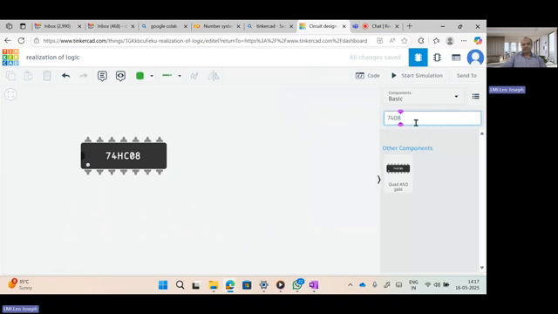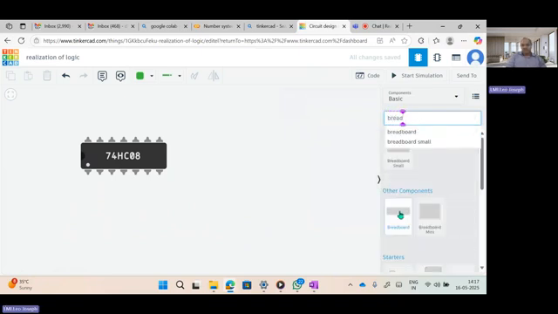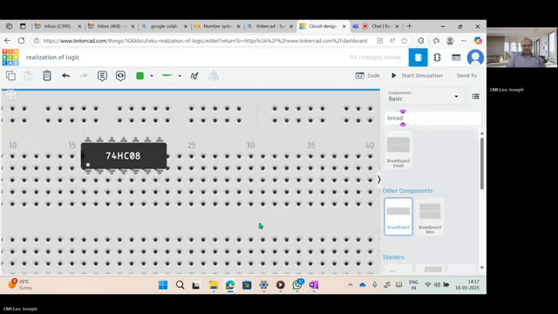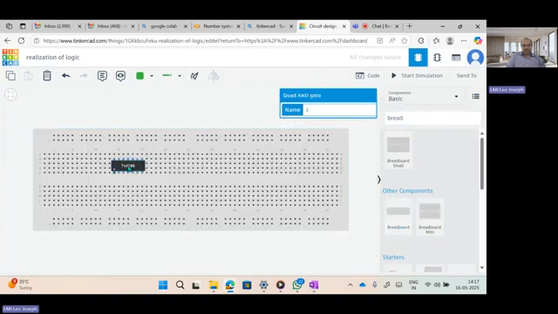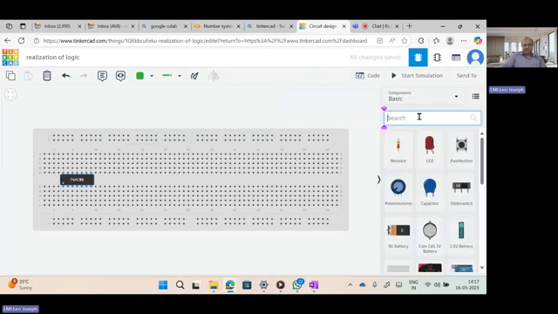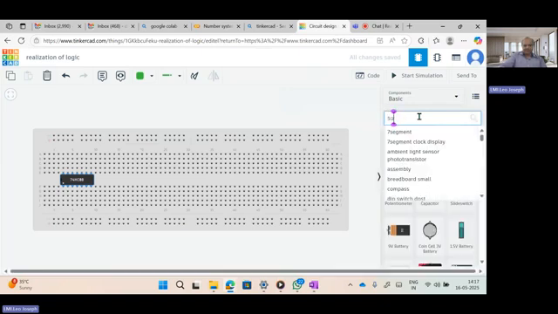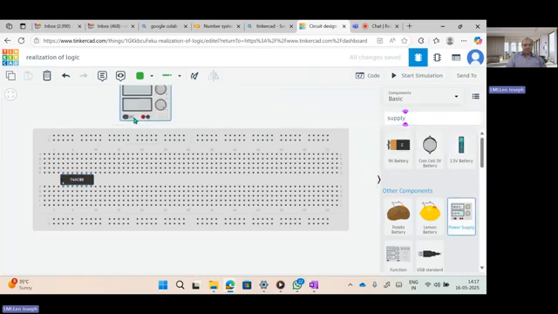For doing this, I need a breadboard. So I am taking the breadboard out. Okay. And then I am going to fix the IC. Already I have explained how to fix the IC. And then for activating this, I need one power supply. For that, I am typing the word supply so that I will get one power supply here.